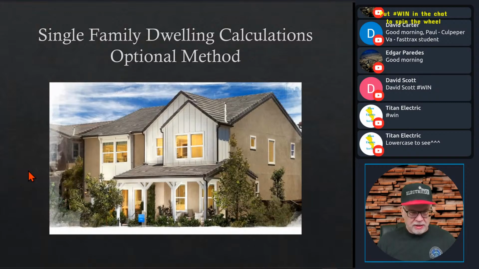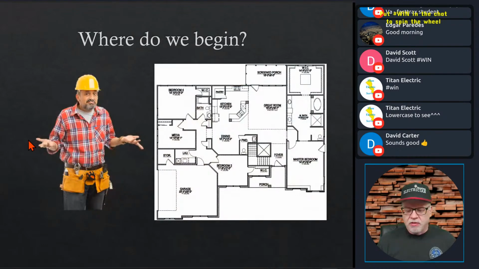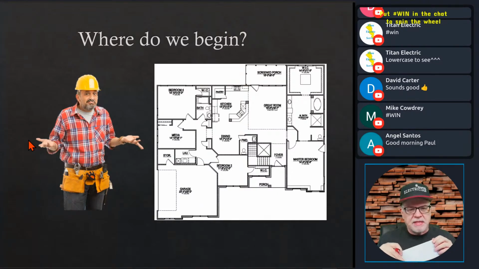All right, so we're going to be looking at the optional method today and how it differs from the standard method. This should go pretty quickly. We're going to be using the same scenario as we've done before. I mean, you obviously cannot do a calculation on a house. I talked to my brother the other day.